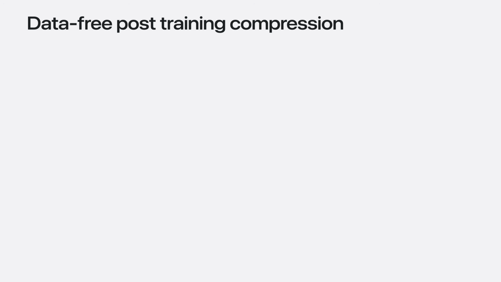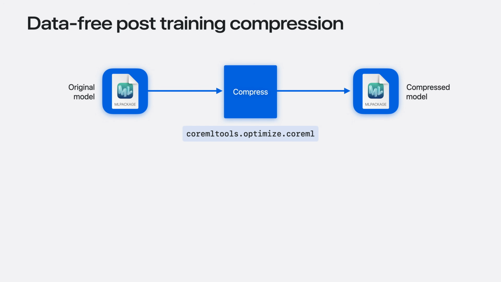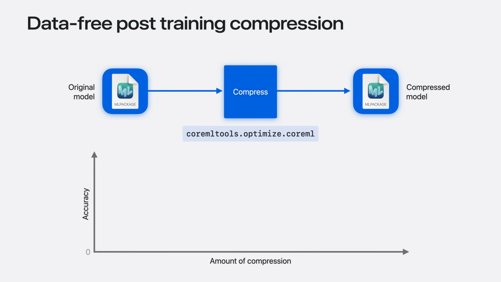Before I conclude on model compression, I want to discuss the compression workflows, which is another dimension that can help you get smaller models. So far, the workflow we have been using for compression is a post-training approach. It started with a pre-trained CoreML model, which gets compressed without any data in a very convenient way. However, this data-free workflow may not yield the best trade-off between accuracy and the amount of compression. At higher compression ratios, we lose accuracy more rapidly.